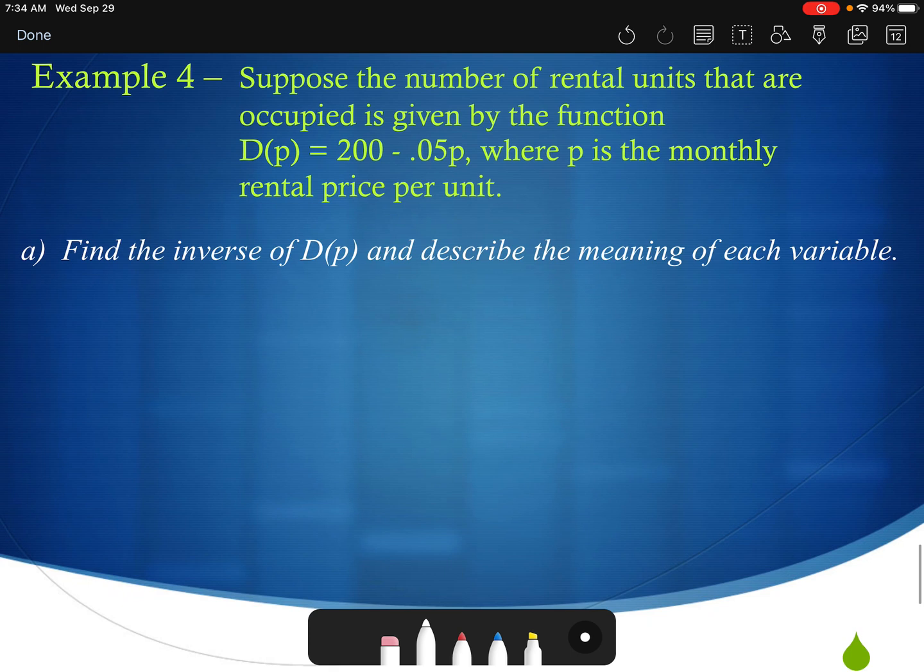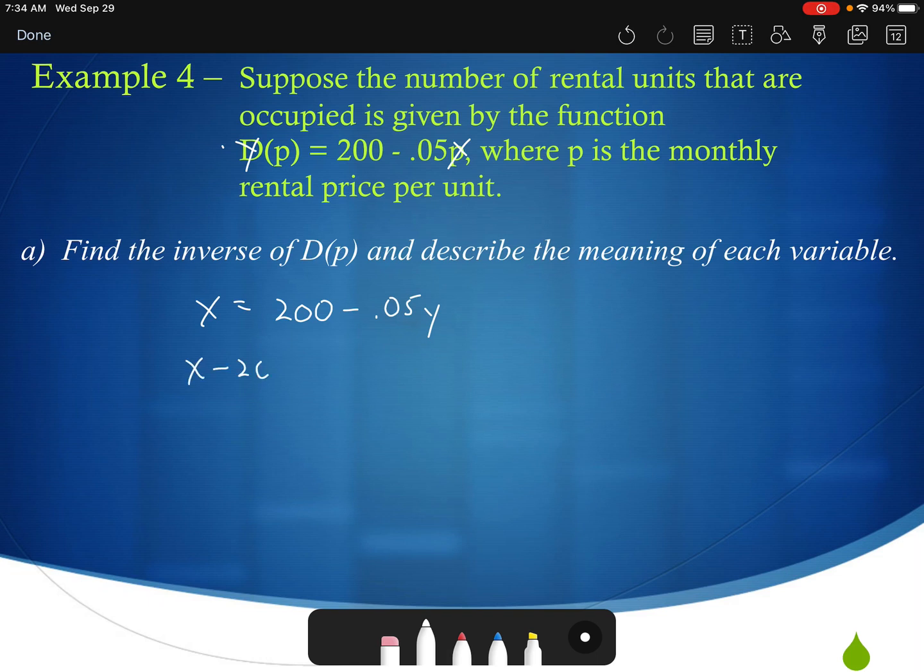Okay, these are fun. Okay, so now let's go ahead and do a problem that is meaningful for domain and range in inverses. Suppose the number of rental units that are occupied is given by the function d of p equals 200 minus 0.05p, where p is the monthly rental price per unit. Find the inverse, describe the meaning. Okay, so we're going to switch x and y, because p is really x and d is really y.